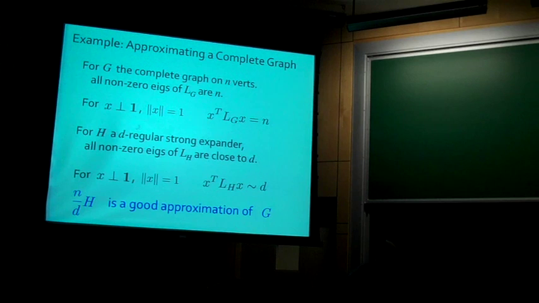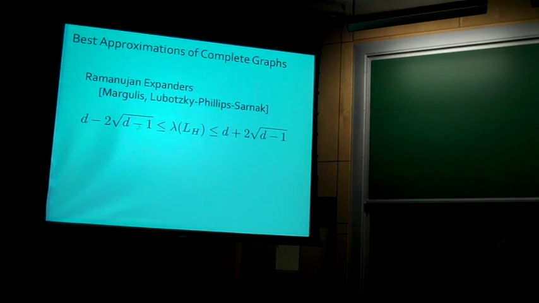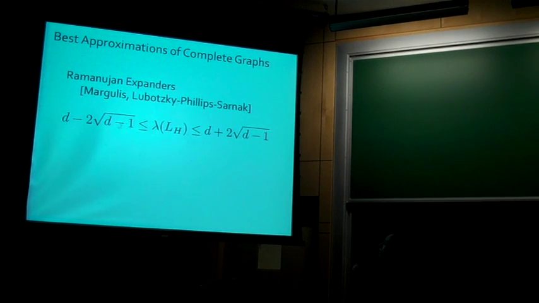We need to know that you can approximate the complete graph before you start worrying about whether or not you can approximate any others. The best approximations of the complete graph are given by what are called the Ramanujan graphs, or Ramanujan expanders. These were discovered independently by Margulis and by Lubotzky, Phillips, and Sarnak somewhere around 1988. All of their eigenvalues lie in a very tight range, d plus or minus 2 root d minus 1, and that is known to be optimal. If you have any d-regular graph, or family of d-regular graphs as n grows large, there will be some eigenvalues that approach those bounds. So these graphs are really optimal.